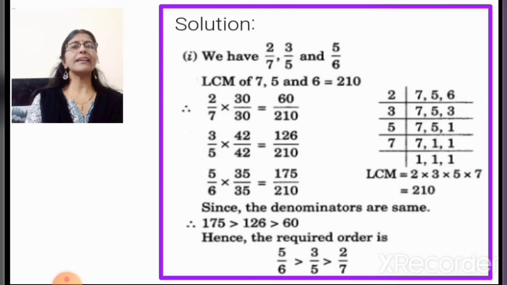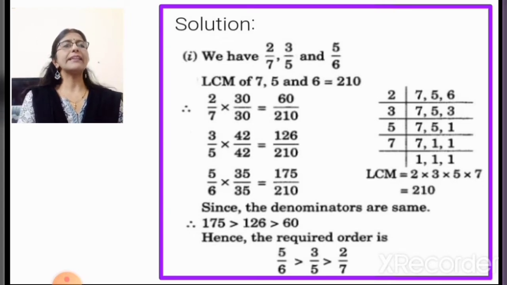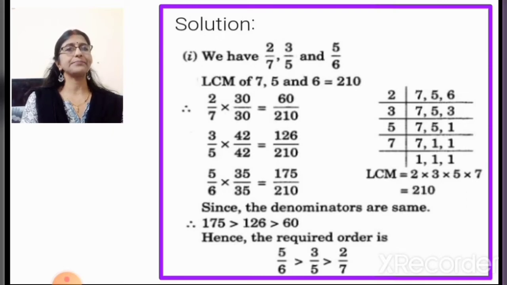So you can see here all the three fractions have different denominators. Denominators are not same. So we'll have to take the LCM of all the three denominators, 7, 5 and 6. So we'll write down these three numbers, 7, 5 and 6. And we'll take LCM. So first we will divide it by 2.